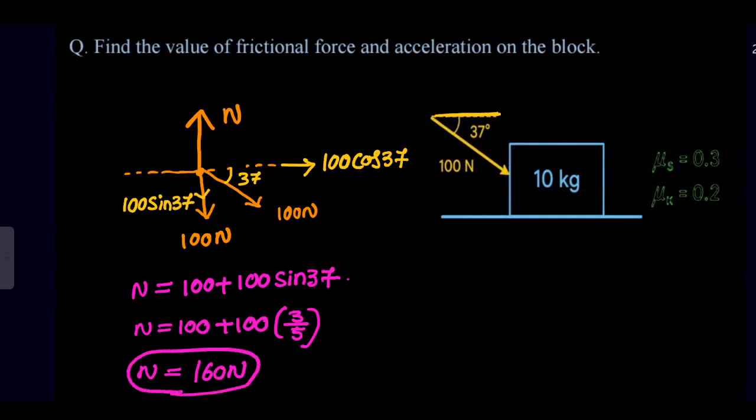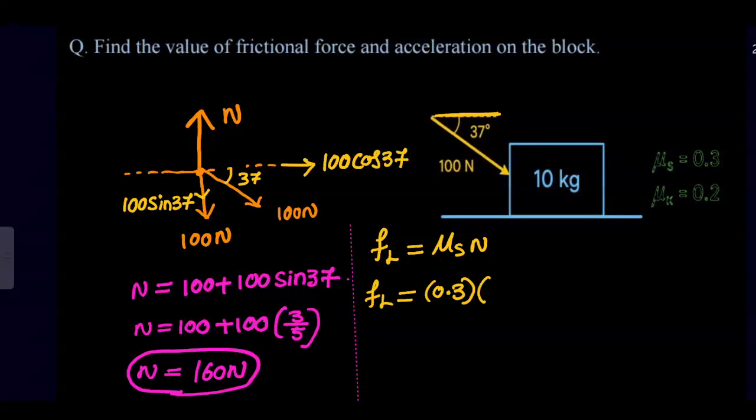Then from this we can get the limiting friction. Find the limiting friction now. How much is the limiting friction? That is mu s into N. So how much is the value? 0.3 into 160. The limiting friction is 48, na. So this is the limiting friction.